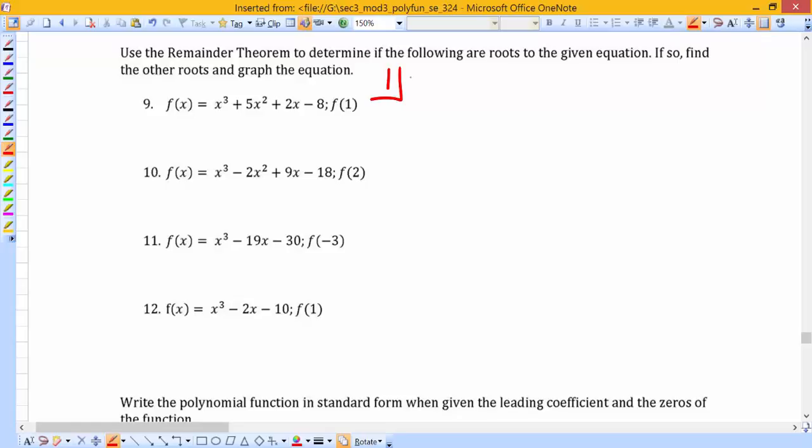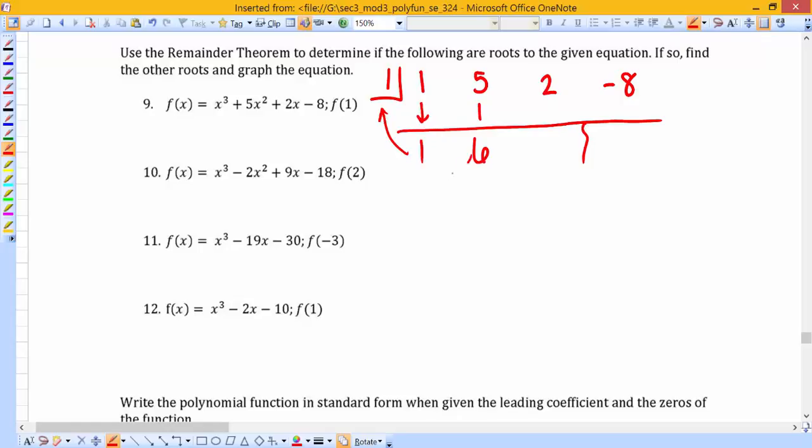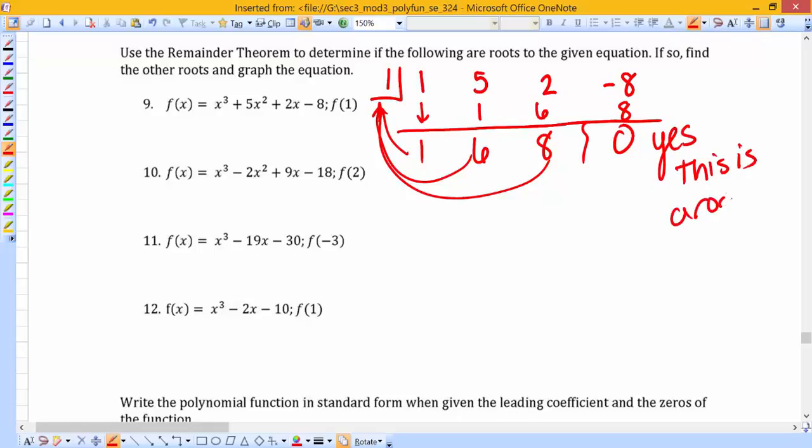So in the house, I put the 1. And then the coefficient of the x cubed, the coefficient of the x squared, the coefficient of the x, and the constant. I love synthetic division. It is so much fun. So I start by bringing down the first coefficient. I multiply, which gives me a 1. I add these, which is 6. I multiply, which gives me 6. I add these, which is 8. I multiply, which is 8. And I add those, which is 0. So that means yes, this is a root.